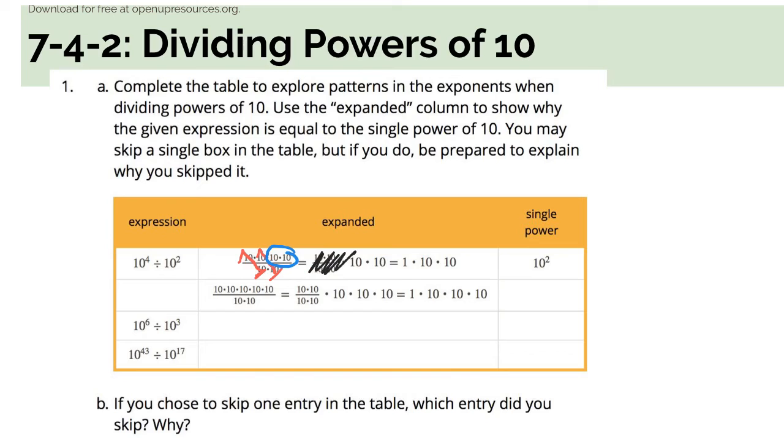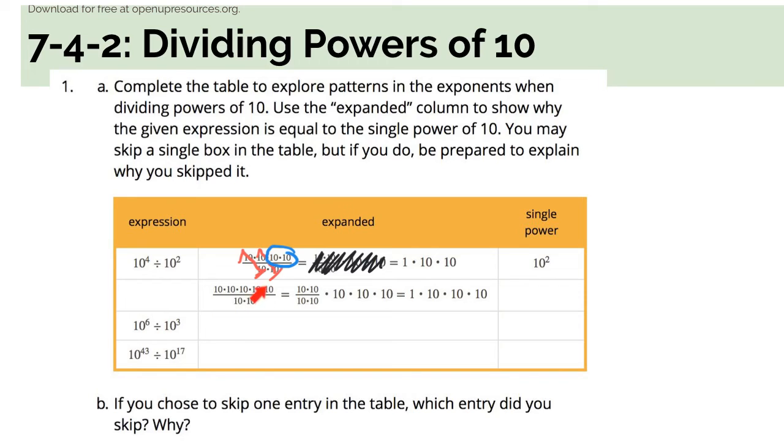Here's the part that I'm just going to skip in the book. And then we get to what we have left. And we notice we have 1, because 1 times 1 right here is 1, and then times 10 times 10. And I could simplify this as just 10 squared.